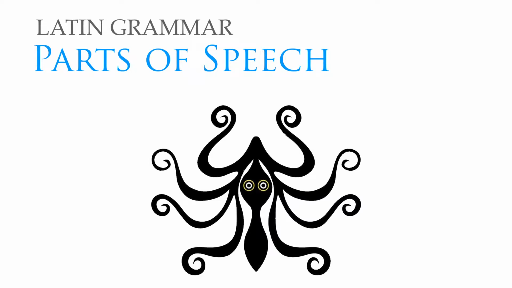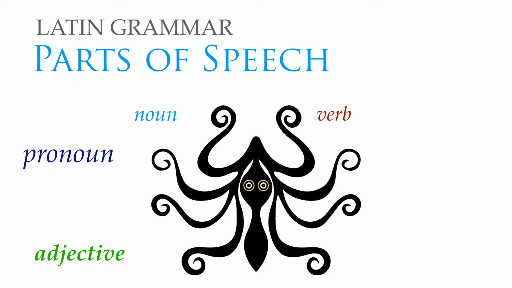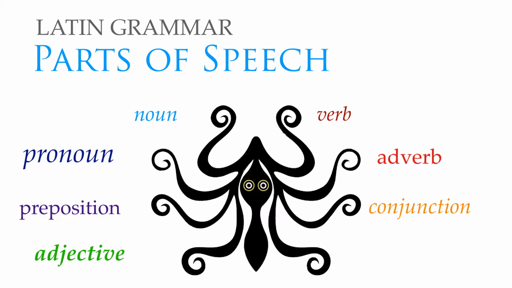What is a part of speech? The definition of a part of speech is that it is a class of words based on function, the way a word works in a sentence. The following 8 examples are the primary parts of speech: the noun, the verb, the adjective, the pronoun, the preposition, the conjunction, the adverb, and the interjection.